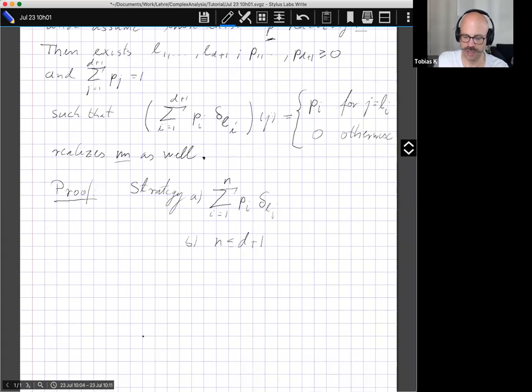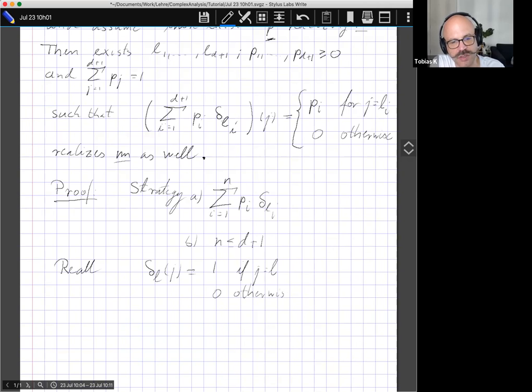Okay, so how do we do that? The first thing is to recall that I have this delta_L. What is this delta_L of j? Delta_L of j is 1 if j is equal to L and 0 otherwise. So this is somehow the building block.